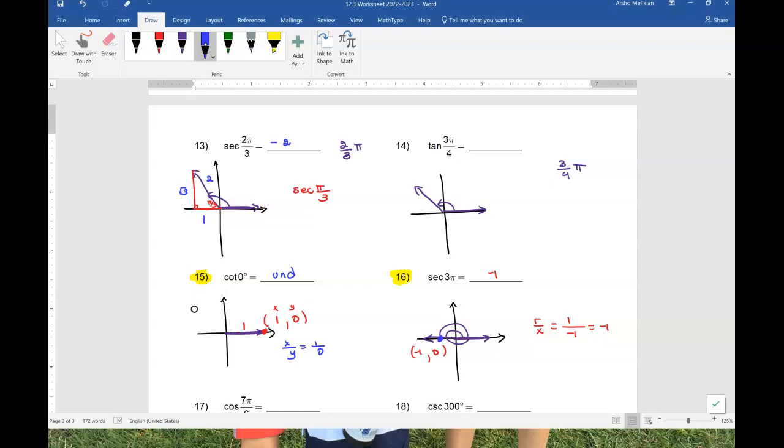So negative. Okay? Because remember, all students take calculus. This is the one with the S. So sine is positive. That means cosine and tangent are negative. Okay? All right. Next, tangent of 3 pi over 4.